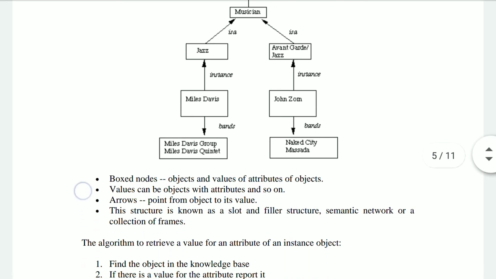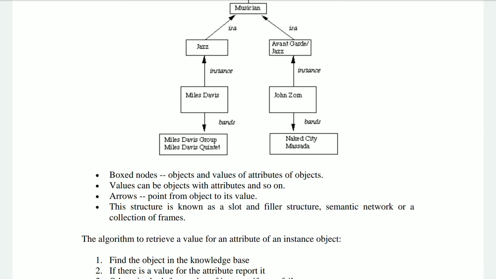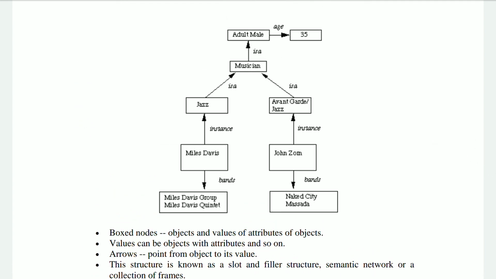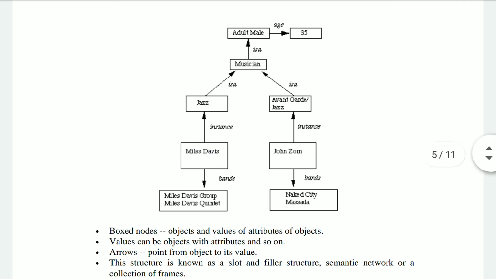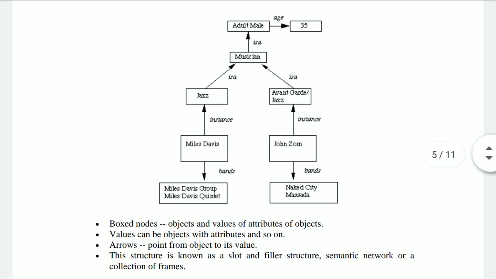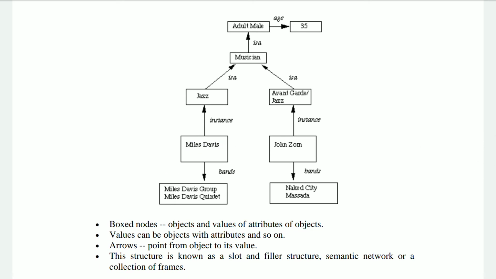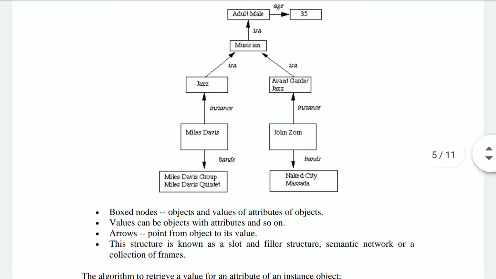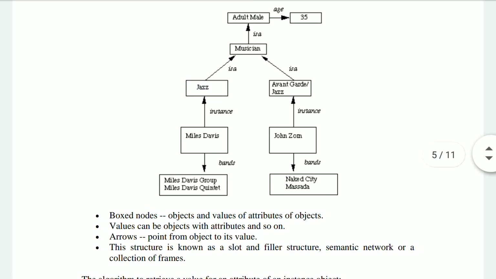This structure is known as, now we will not be talking about this now. Let's see this diagram first. Let us start with our object. The object is Mike Davis, that particular individual or musician. He has an instance. This instance is, as a musician, he plays a particular type of music, that is jazz. We can see the same thing out here.